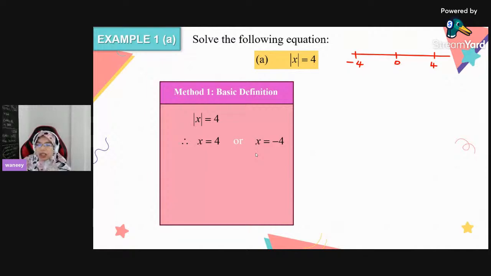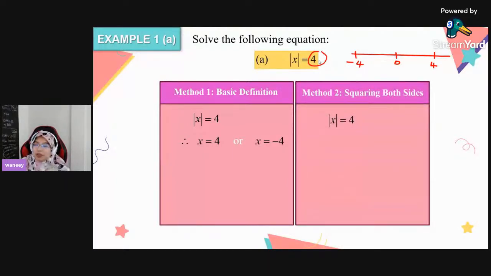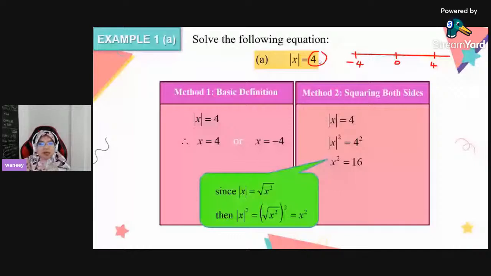As I said, for this one, using squaring both sides is also no problem, because the right hand side is a constant. I'll show you how to use squaring both sides. If you want to use squaring both sides, modulus of x equal to 4, and then you square both sides. So modulus of x squared is equal to 4 squared. What do we know about absolute value of x? Absolute value of x is actually the square root of x squared. So that means if you square your absolute value, you are supposed to get x squared, because this is the square root of x squared, squared. So this is x squared.